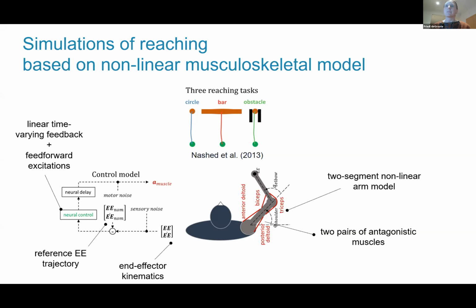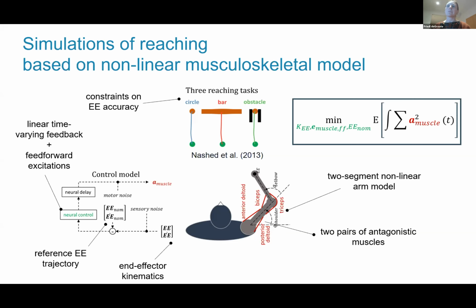Reaching to the different targets was simulated by imposing the end effector accuracy in the horizontal and vertical directions in different ways. Also here, the control policy was described by feed-forward muscle excitations, time-varying feedback gains, and a reference end effector trajectory. We estimated control parameters by minimizing expected muscle effort. And we tested whether simulations based on this musculoskeletal model were more accurate than predictions based on a point mass model, which would indicate the importance of taking the nonlinear dynamics into account.